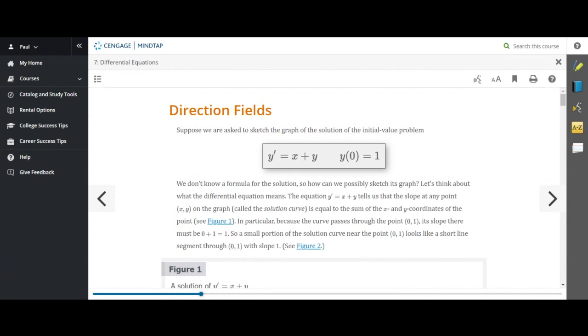So this here is a differential equation. dy/dx is equal to x plus y. So the derivative of y with respect to x depends on x and y. And we're told that the initial condition is y of 0 equals 1. That means when x equals 0, y equals 1. So whatever the solution is to this differential equation, it has to pass through the point (0, 1). So we don't know a formula for the solution, right? We don't have a formula for the solution.